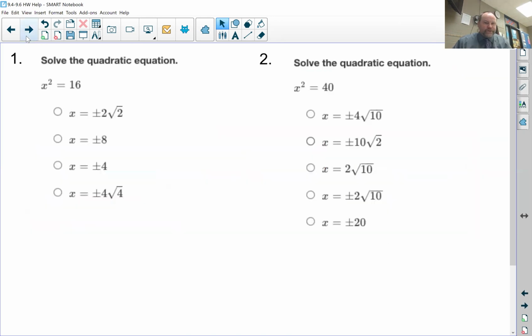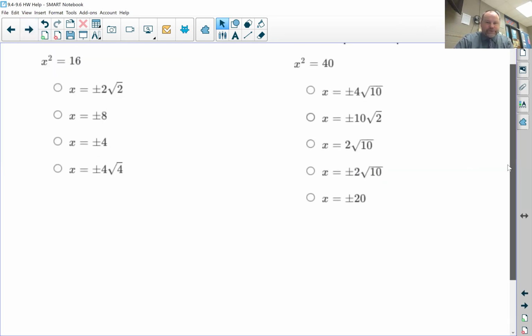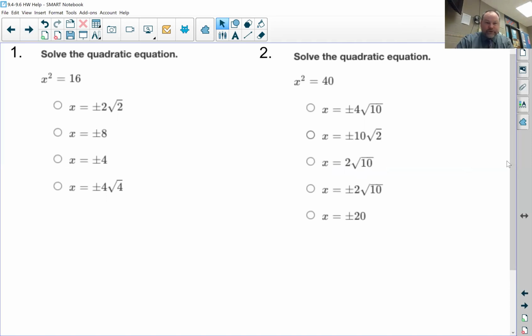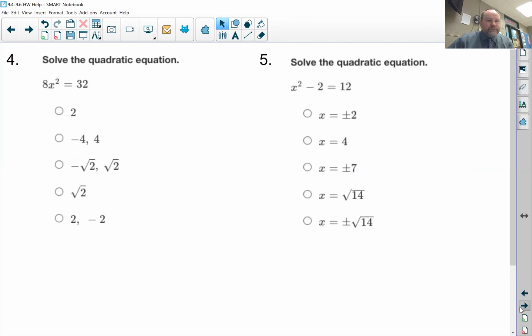So on your review, that's going to look something like this. You'll be given a couple of equations, and you'll be asked to find the solutions. So this is just multiple choice, pretty straightforward, I think. Notice the possible choices. And then we'll have a number in front of the x squared, which we dealt with. We'll have some addition or subtraction.